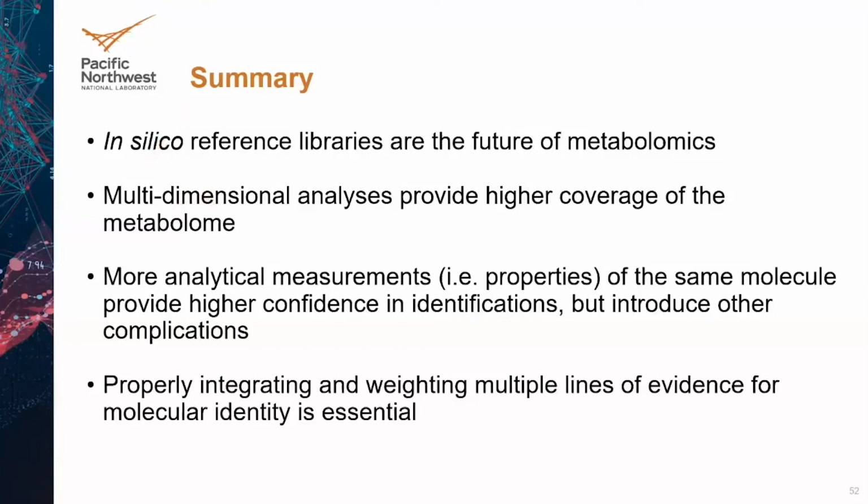Multidimensional analyses, such as LC, IMS, and mass spectrometry, provide higher coverage of the metabolome just because of the additional separation that occurs during the measurement. Hopefully you can begin to appreciate that additional analytical properties of the same molecule being measured, for example, a mass, an isotopic distribution, a tandem mass spec, a CCS, start to provide higher confidence for one identification over another, but it also introduces complications and other considerations that we now have to deal with, and primarily it's how do we integrate and weight appropriately all of these multiple lines of evidence to provide a molecular identity. Something we're working on actively now in our project and our research, and it would be interesting to hear what thoughts you might have on this as well.